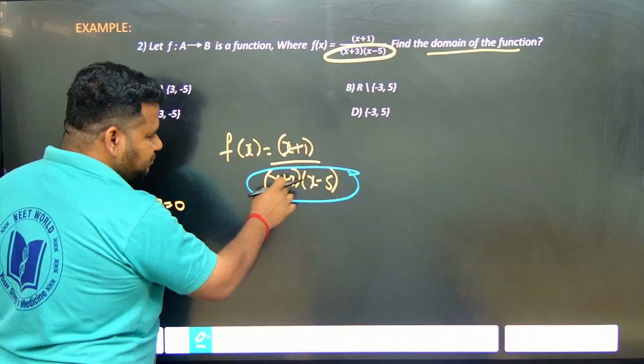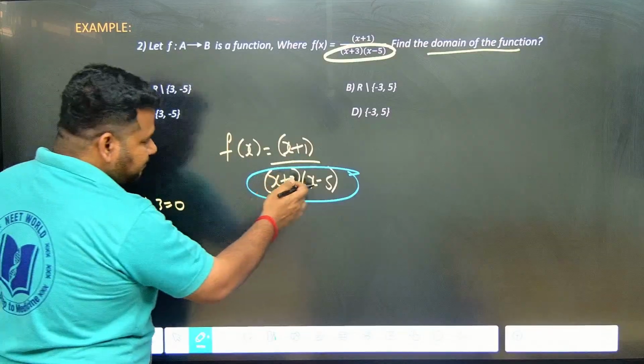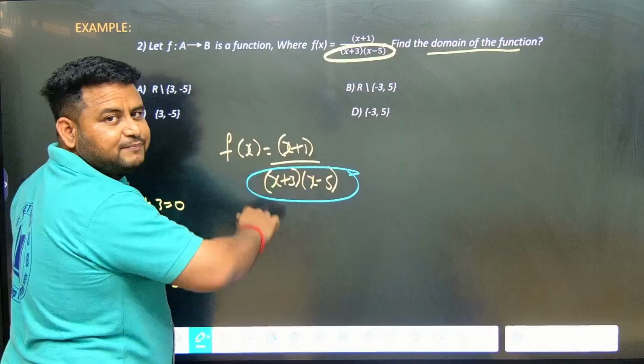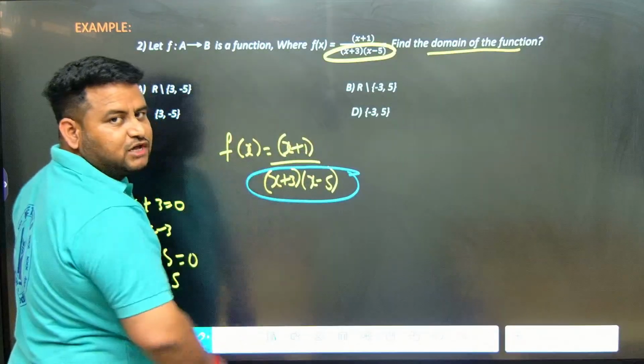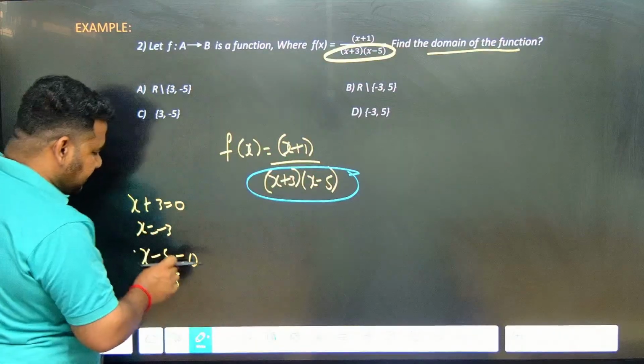If I put x is equal to minus 3, minus 3 plus 3 will become 0, and this entire thing will become 0. Or if I put x is equal to plus 5, 5 minus 5 will become 0, this entire denominator will become 0, and the function will become not defined. So you cannot give the value of x as minus 3 and 5.